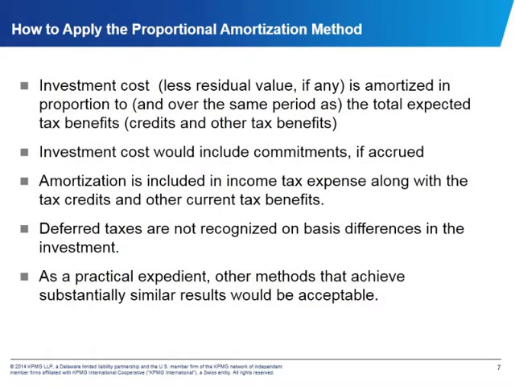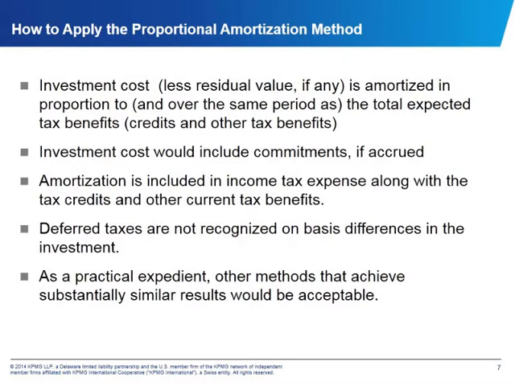An investor that meets the previously discussed criteria would account for the investment using the proportional amortization method. Under this method, the investment is amortized in proportion to the recognition of the tax credits and tax benefits related to the investment on their tax return. The amortization, together with the credits and other tax benefits, would be included within income tax expense.